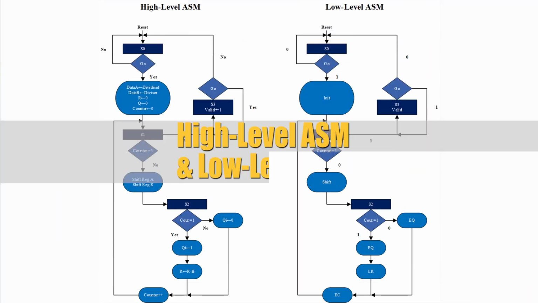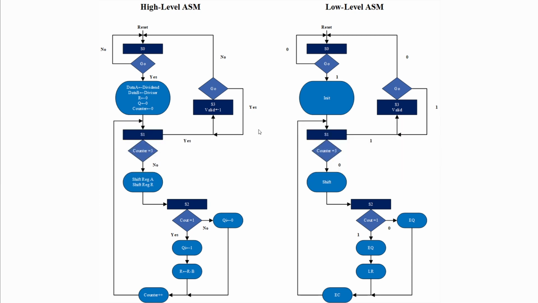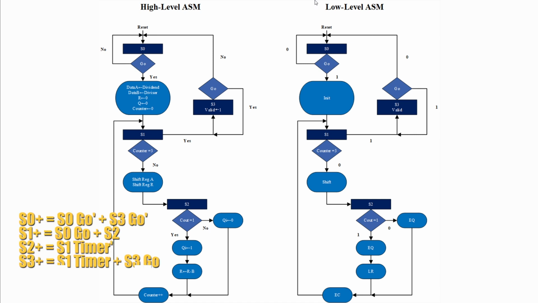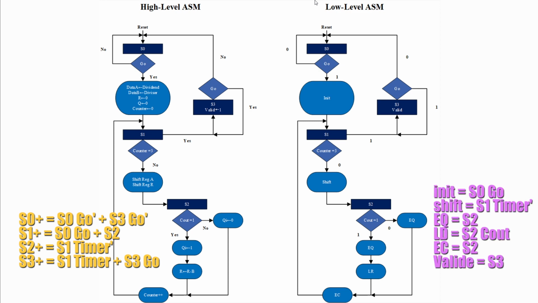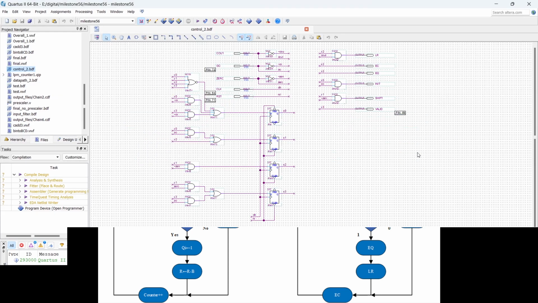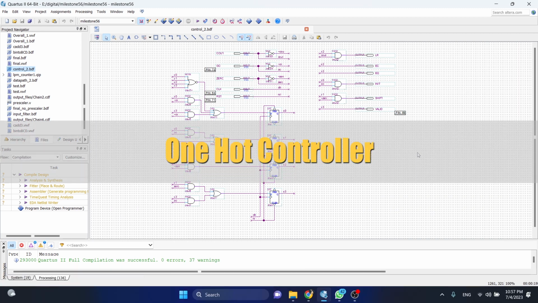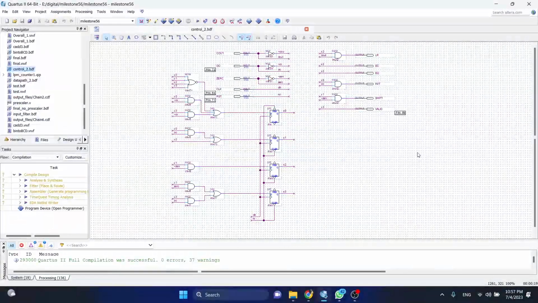After completing the data path, we proceed to milestone 6, which is the control unit. At the left side is the high level ASM and the low level ASM is placed at the right side. From the high level ASM, we can derive our next state equations, while from the low level ASM, we can derive our output equations. From the next state and output equations, this is the one-hot controller that we built.